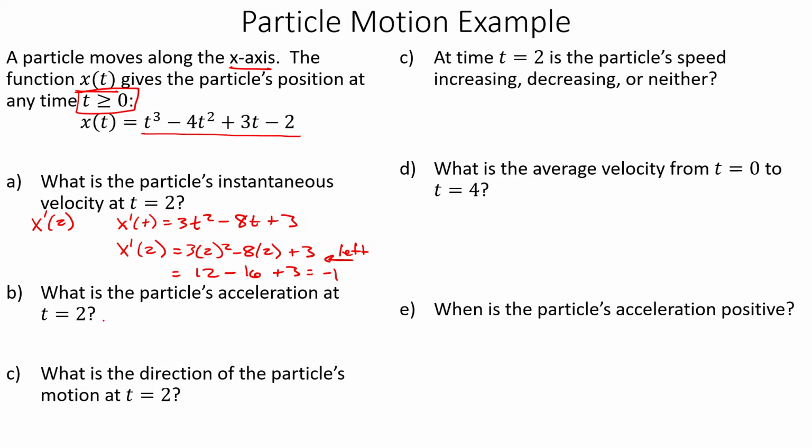What's the particle's acceleration at t equals 2? Now we want the second derivative at 2. So the second derivative, in terms of t, taking the derivative of this, is 6t minus 8. So now we still have t's. That happens. Now we're just plugging in 2. We get 12 minus 8 is 4. Positive. So we're accelerating towards the right. What direction is the particle's motion at t equals 2? Well, we're going left, because the velocity is negative.